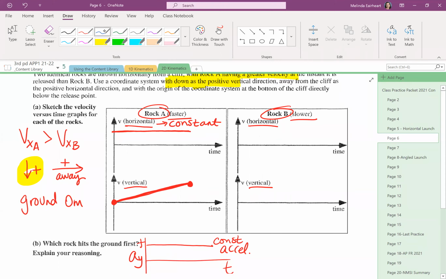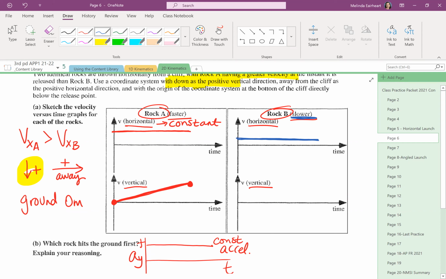What about rock B? Horizontal velocity. What should we see? Constant velocity again. I mean, it is in free fall. That only means you have vertical changes. And so, but this time it's slower. So we just want to come a lower. All right. It's still going away from the cliff.